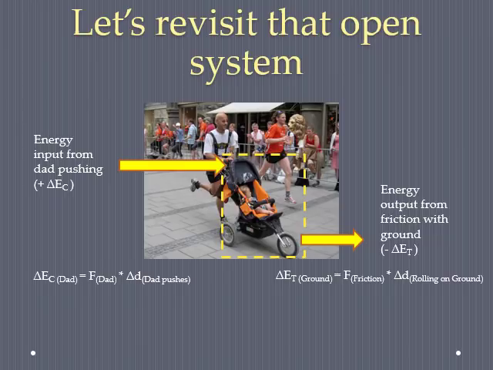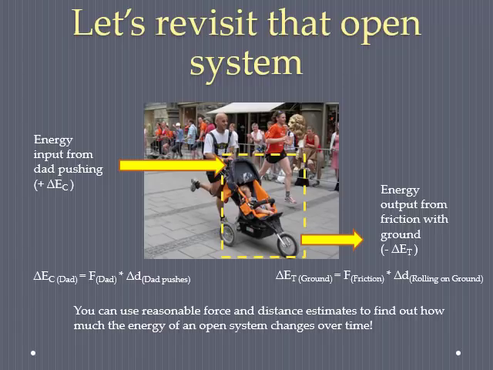There's going to be that negative delta energy as well. The higher the force of friction between the stroller and the road, the more energy it's going to lose, and the more distance that the stroller rolls on the road, the more energy it's going to lose as well.